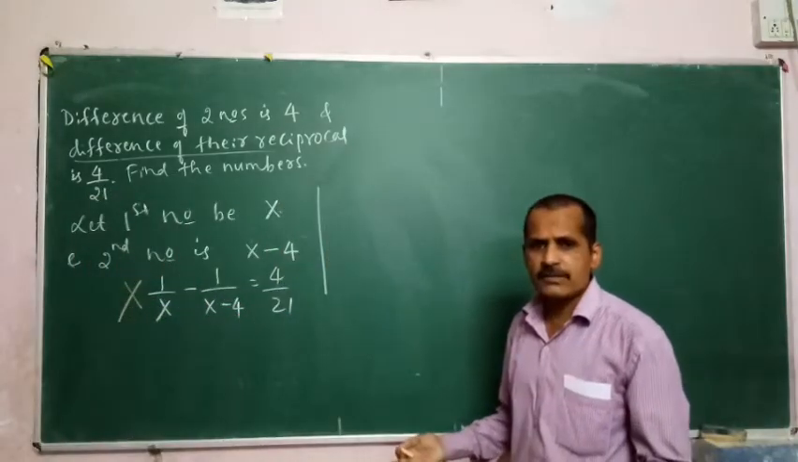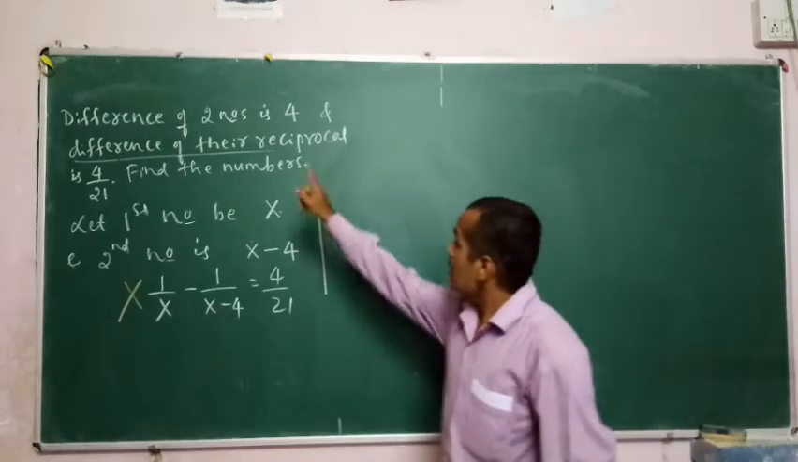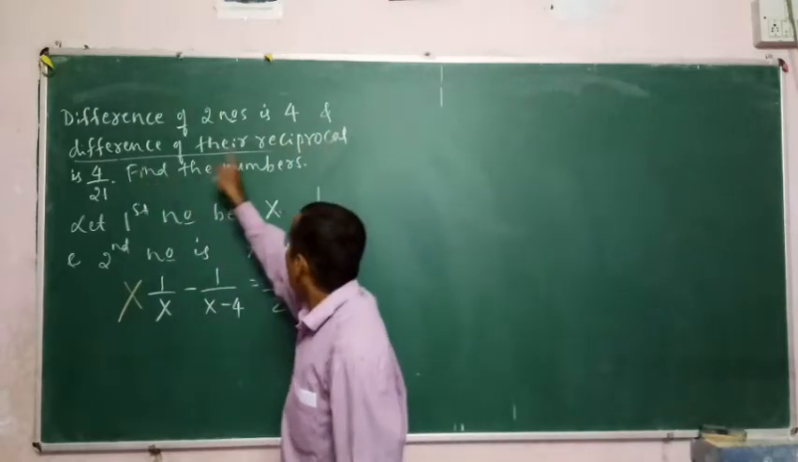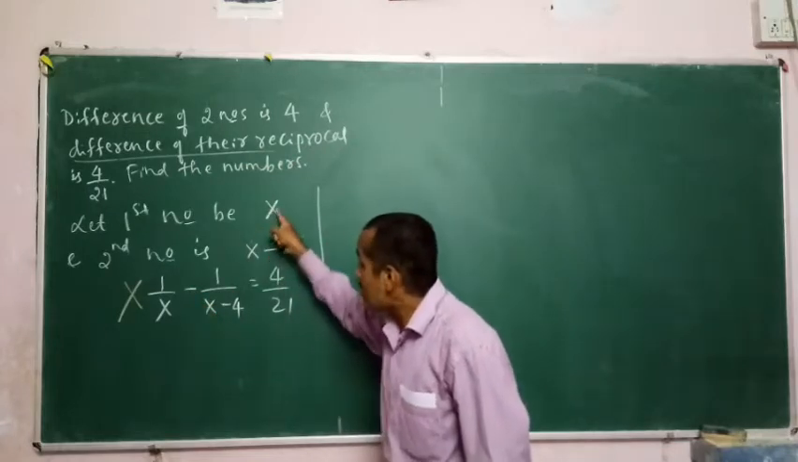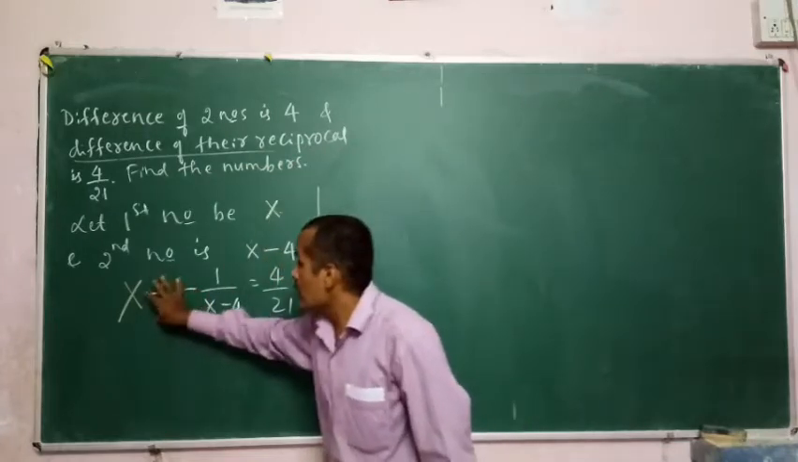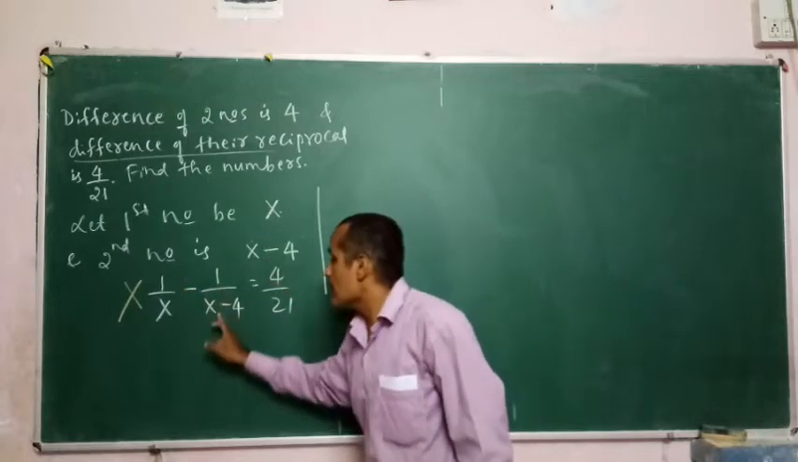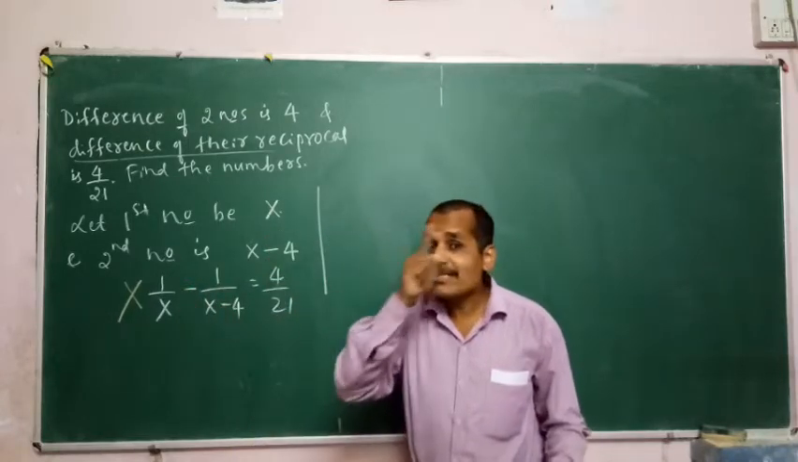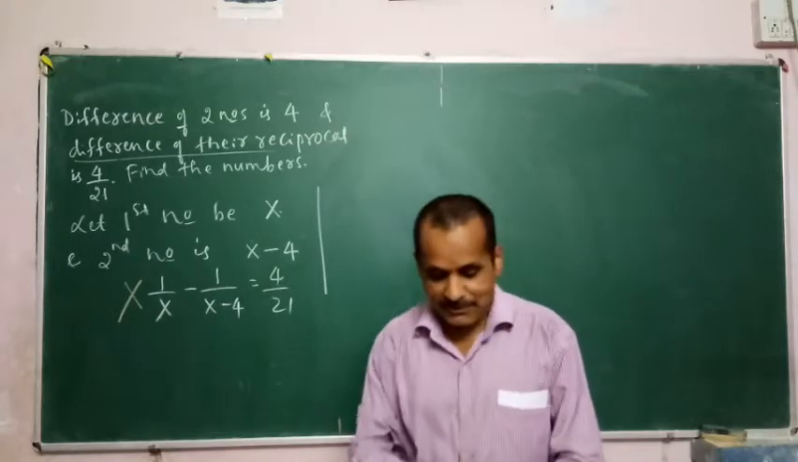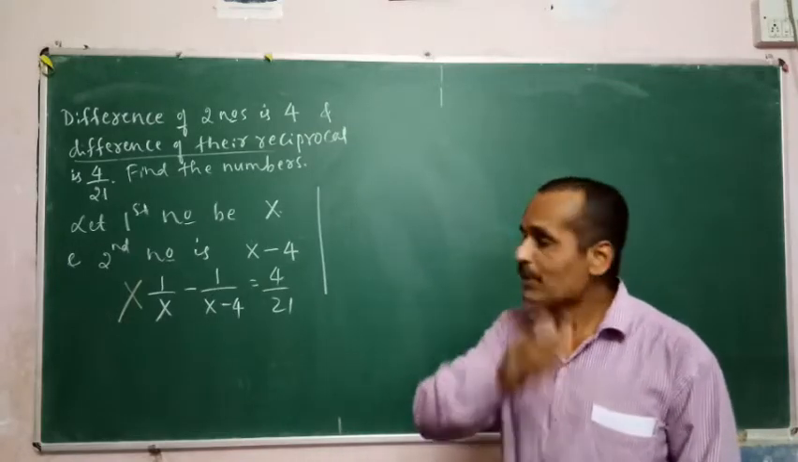Where is the mistake? Where is the mistake? See, read the sentence: difference of their reciprocals. This reciprocal is 1 by x, this reciprocal is 1 by x minus 4, equal to 4 by 21. Everything is right. Where is the mistake? My dear children, a very important point to notice.